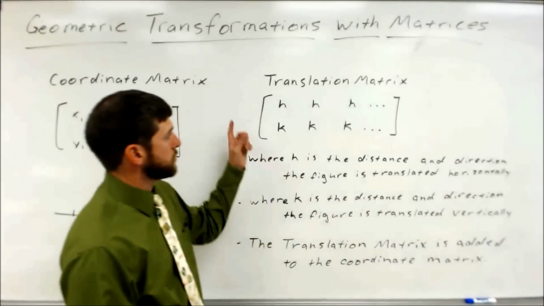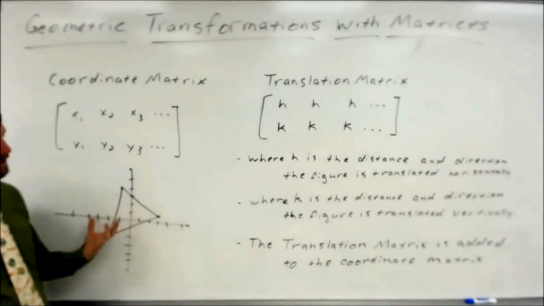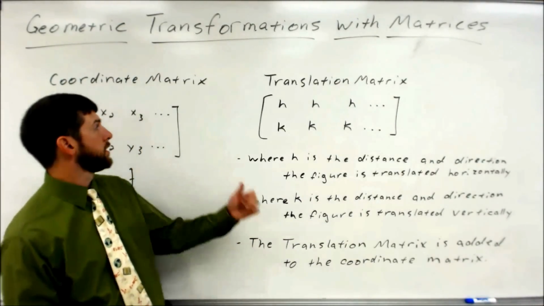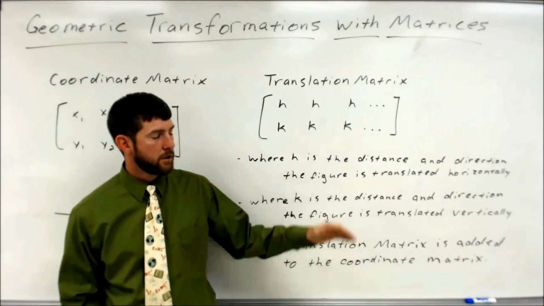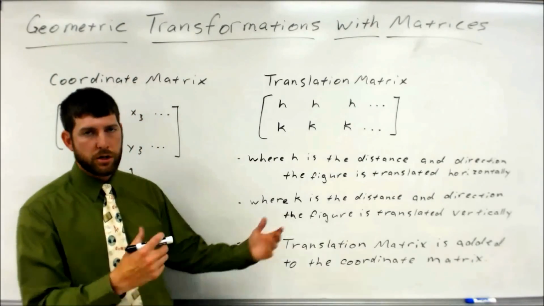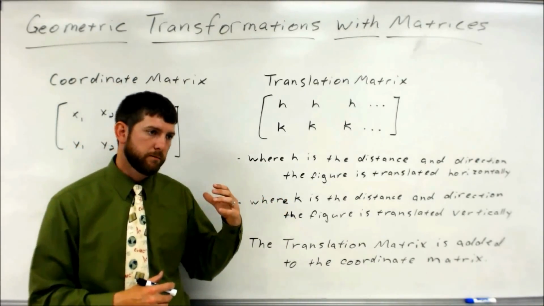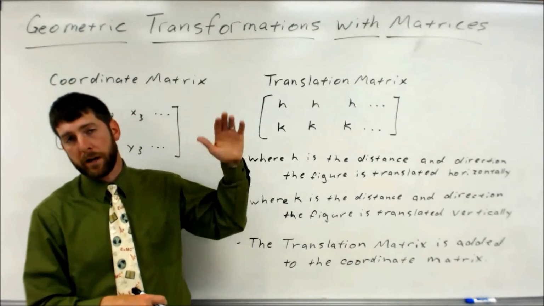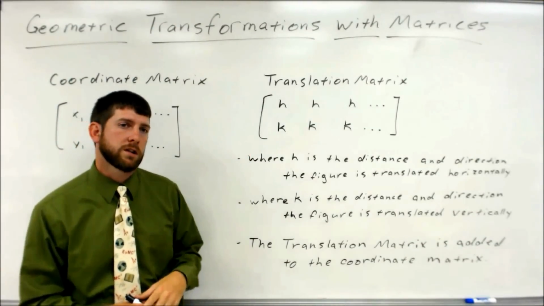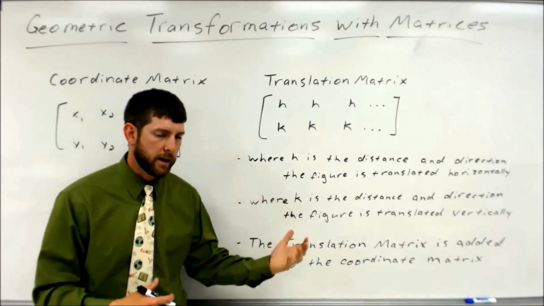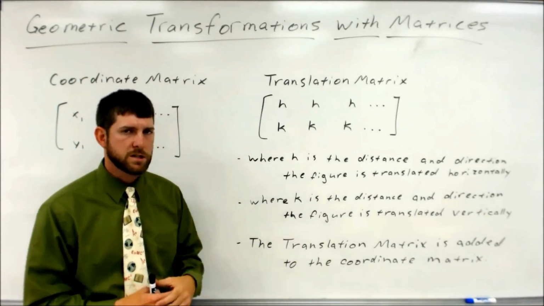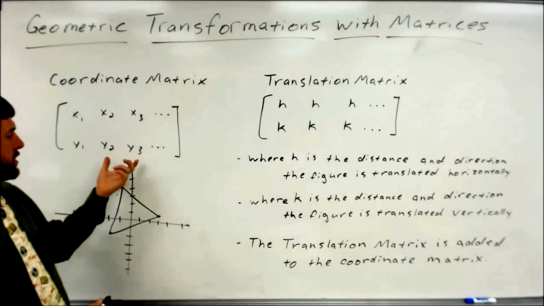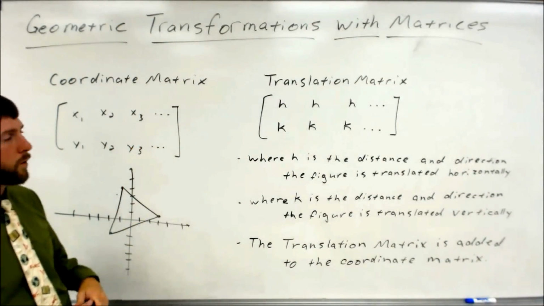The first one we're going to look at is translations. So that's shifting this thing left and right or up and down. To translate, we're going to take a coordinate matrix and add it to a translation matrix. That just goes back to when we did transformations of functions. If I want to move a graph vertically, I add that amount onto all the y coordinates. If I want to move it horizontally, I add it onto the x coordinates.